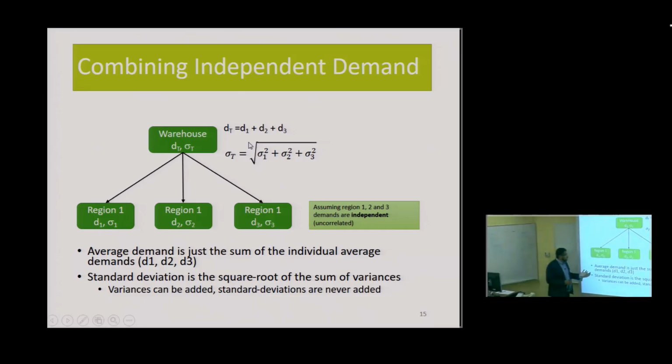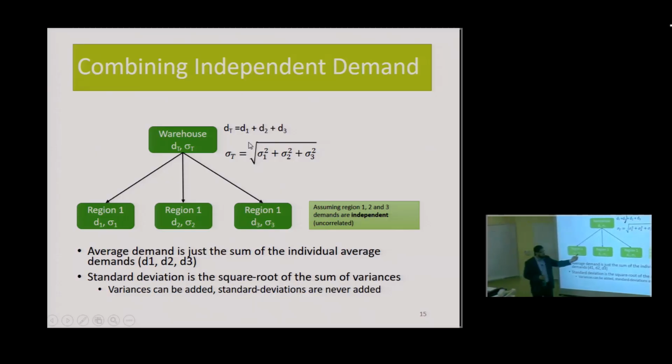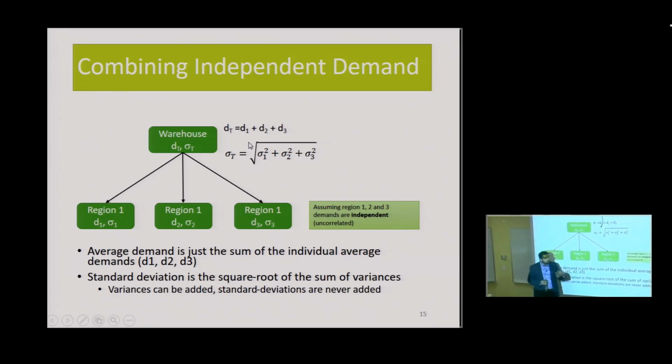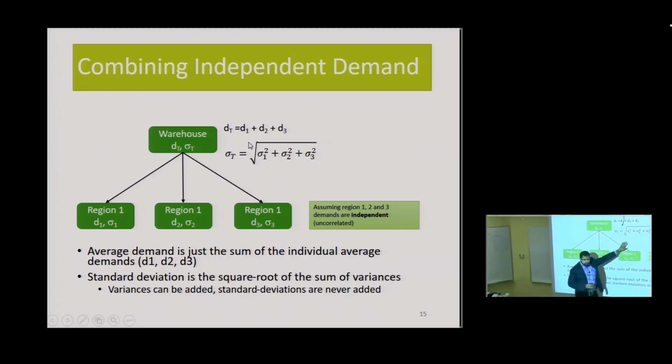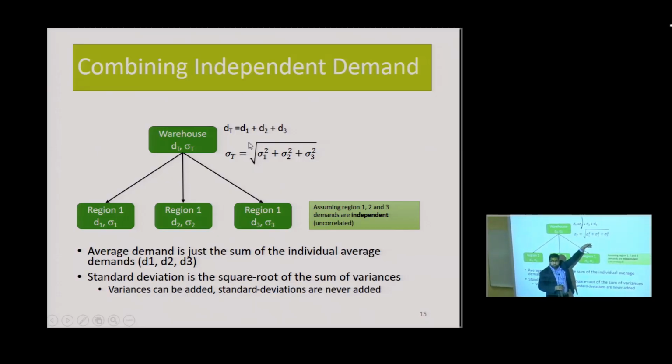So let's look at this example. I have 3 regions where I sell my product. Each region has some average demand, some standard deviation of demand. So region 1, on average, I sell D1 per month. Standard deviation of demand is sigma 1. Region 2, I sell D2 units per month, sigma 2 the standard deviation. Region 3. One way to satisfy this demand is to have a warehouse in each region. So I have 3 warehouses, right? And each warehouse supplies the retailer and satisfies the demand.